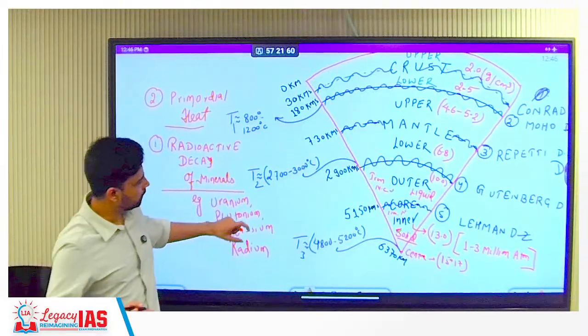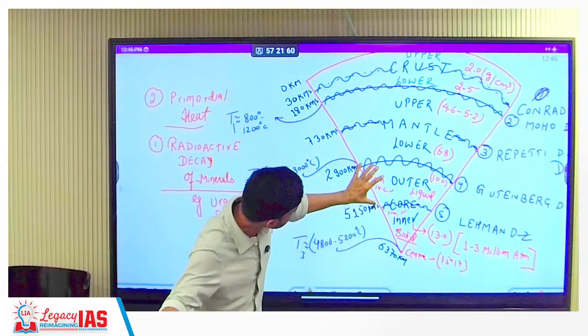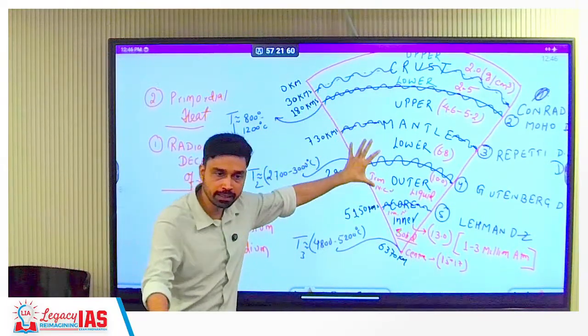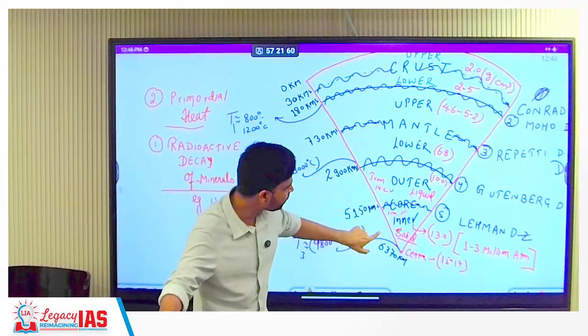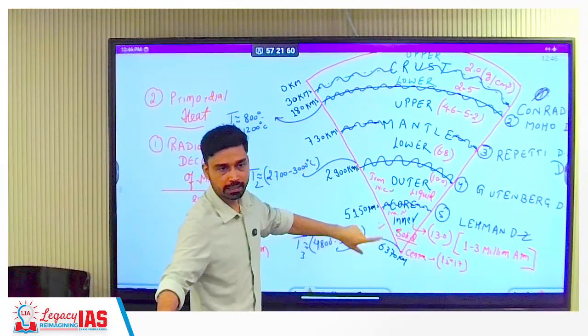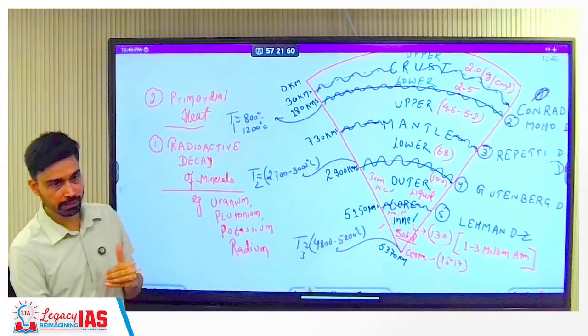Understood? What is going on? Inner core has high temperature, no doubt about it. But also inner core has to bear the weight of the entire uppermost layer, right? Including core, mantle and crust. That's why pressure here also is very, very high. When pressure increases, generally what we see? Melting point of the materials also increases.